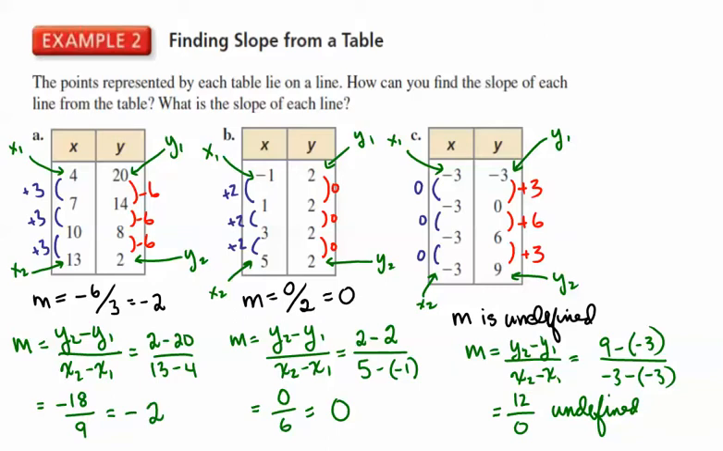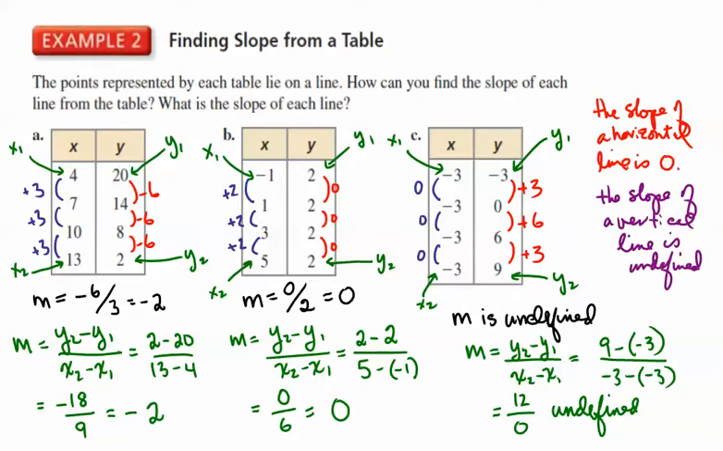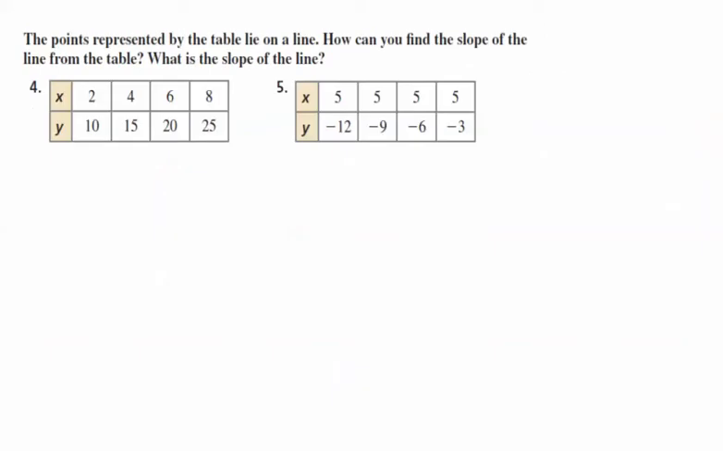A vertical line, so let's state it this way. The slope of a horizontal line is 0. The slope of a vertical line is undefined, always. Alright, so we'll go on to some examples of these.